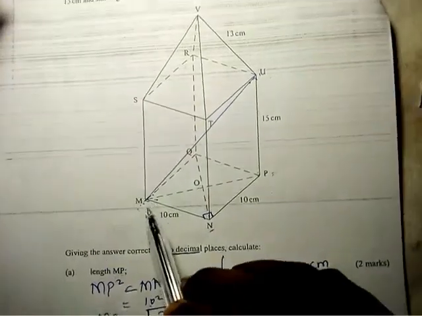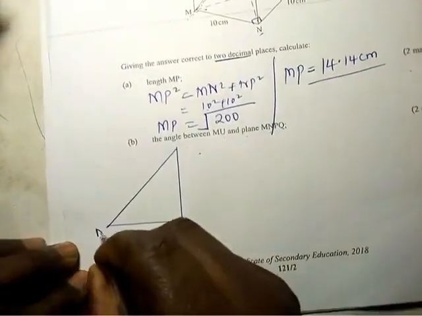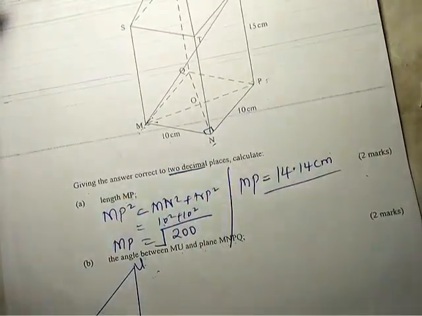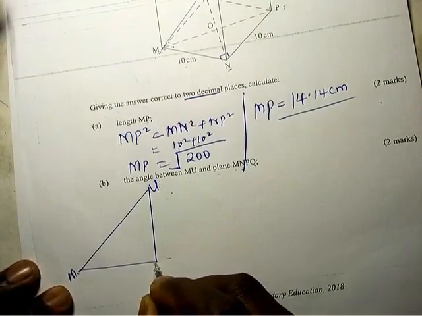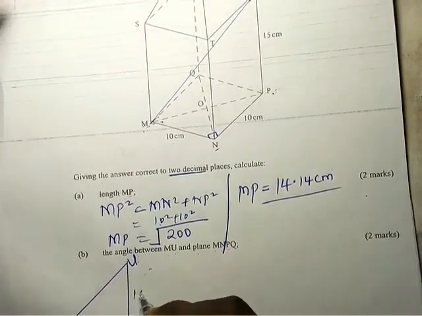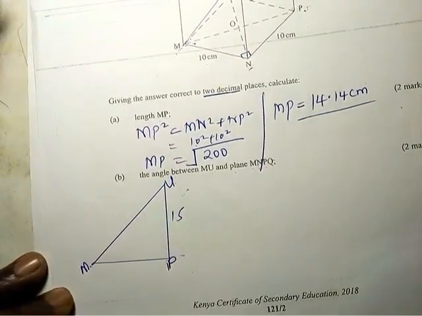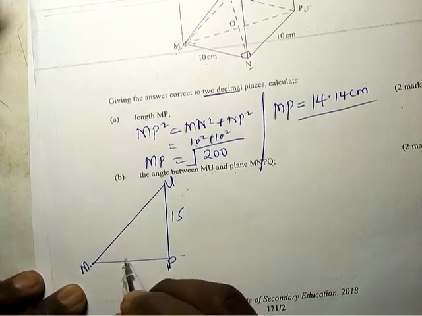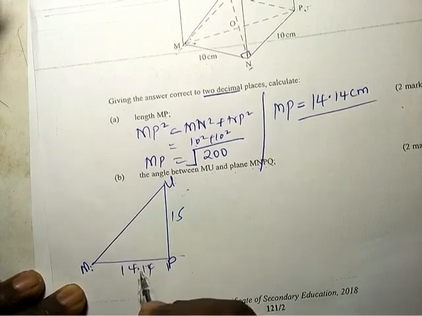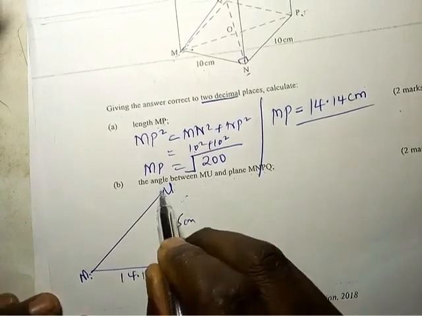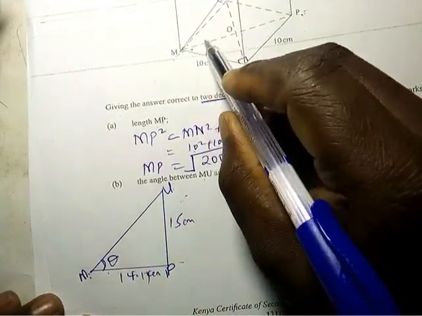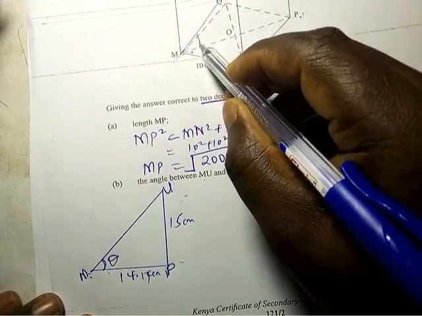So now we are looking at MU, this one will be MU, and then MP will be the shadow, MP, and then we will have UP is 15. This one, MP is 14. So we have already calculated that as 14.14 centimeters. So calculate the angle between, and the angle between is this angle here. This is the angle we are looking for.